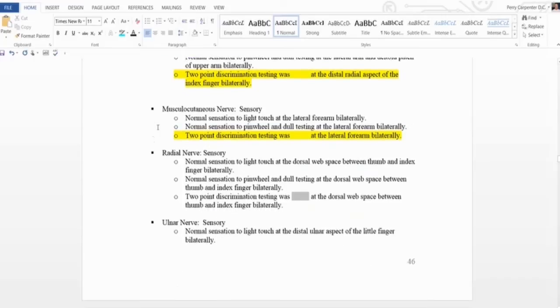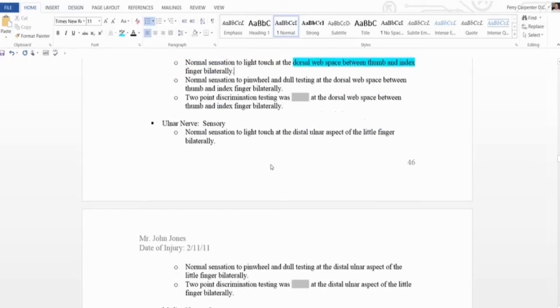Compare that with this. Normal sensation to light touch at the lateral forearm bilaterally. Normal sensation to light touch at the dorsal web space between the thumb and the index finger bilaterally. See, this is considered to be the pure patch for the radial nerve sensory function. This is the pure patch, the dorsal web space between the thumb and the index finger. You indicate to the reader that you know what the pure patches are, as described by the AMA guides.